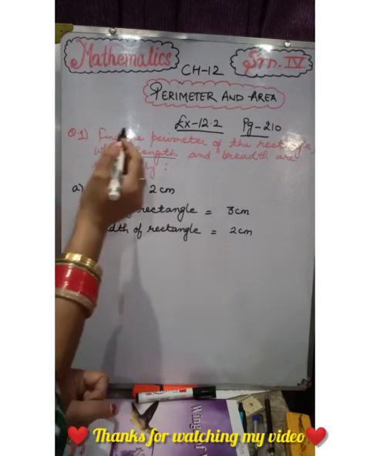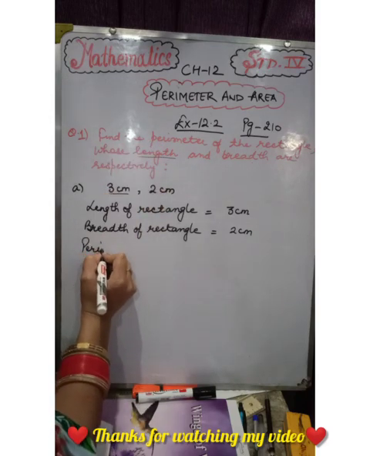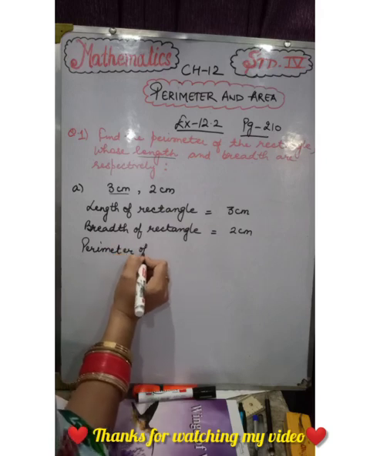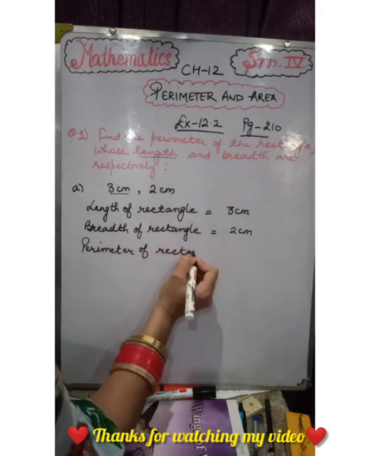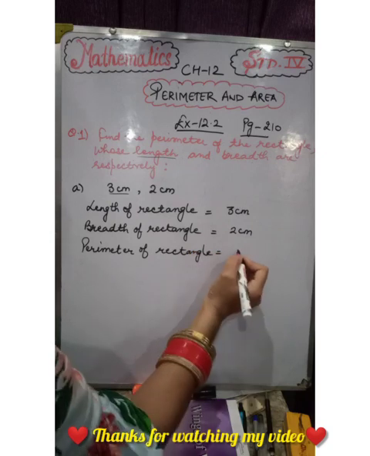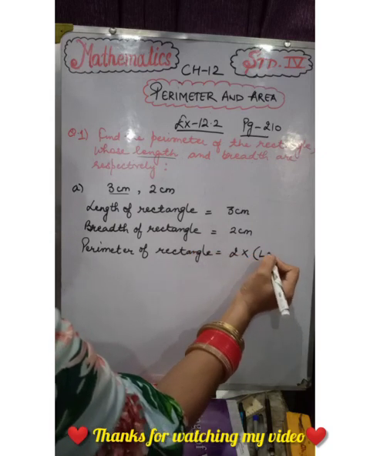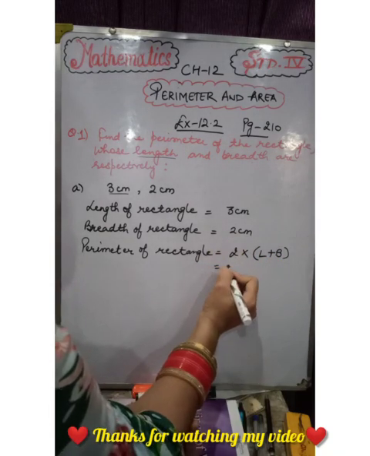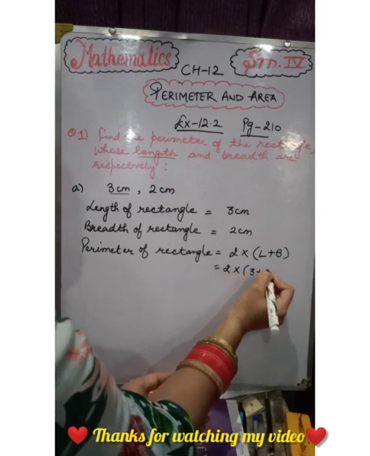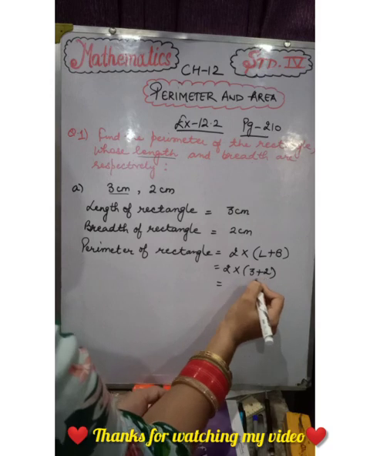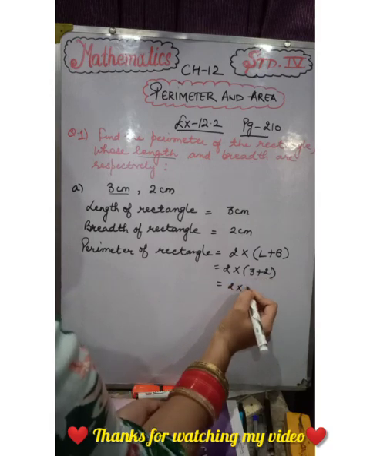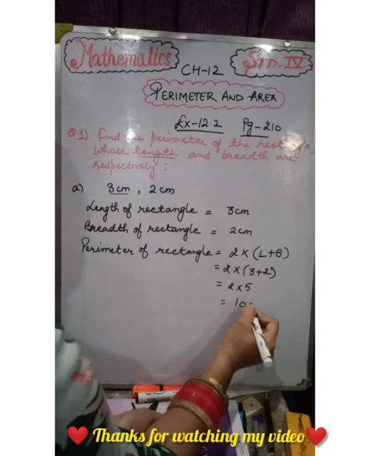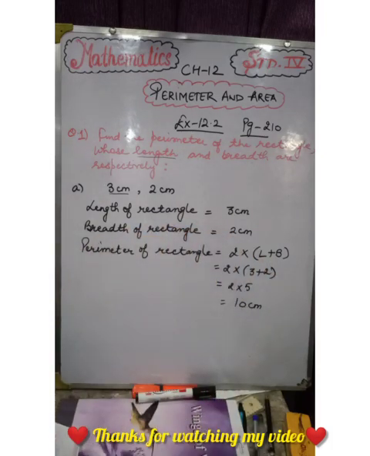Now what is to calculate? Perimeter. We will write here perimeter of rectangle is equal to, what is the formula? 2 multiply length plus breadth. We can write in this form also. What is length? 3. What is breadth? 2. First of all, solve this bracket. 3 plus 2 is 5. 2 5s are 10. So 10 centimeter is the perimeter. So this is your question number 1, part A. Got it?